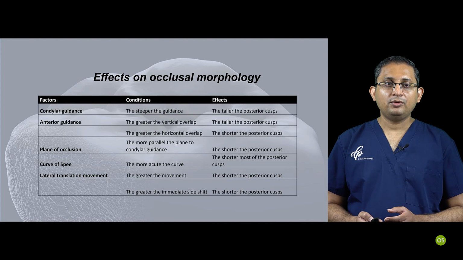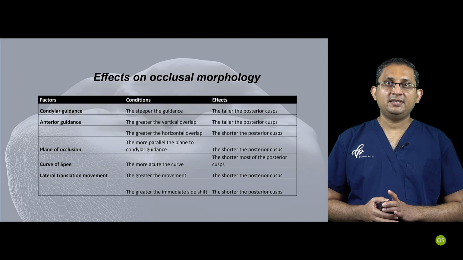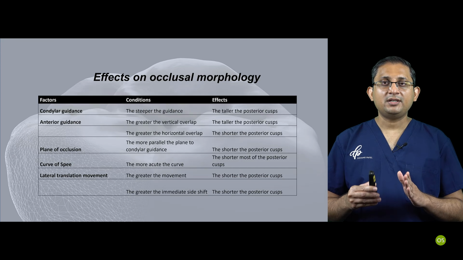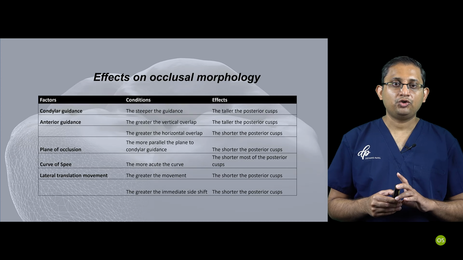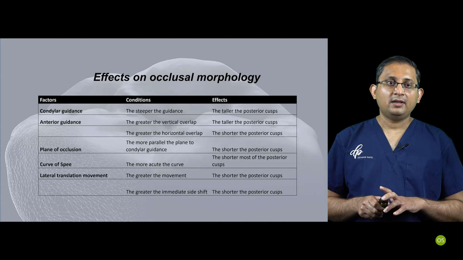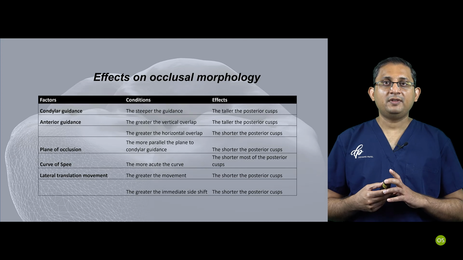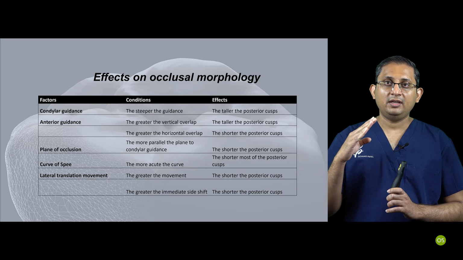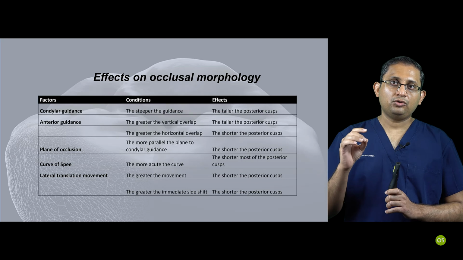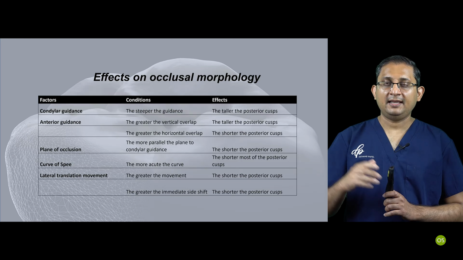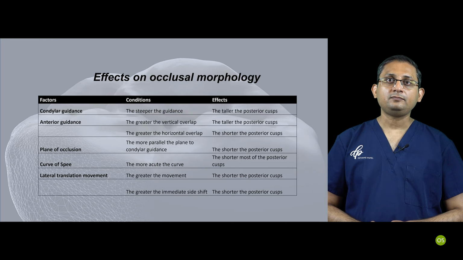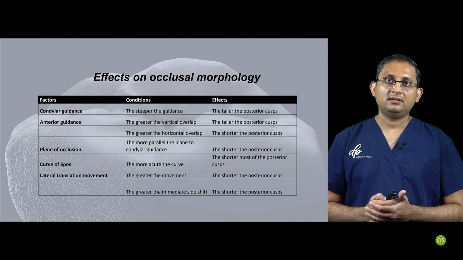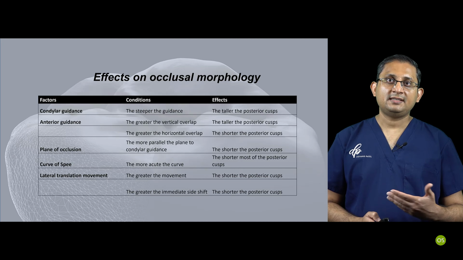Now, with regards to looking at the immediate side shift, as we discussed, if the patient has a complete immediate side shift, then the cusp tips need to be shorter or smaller. And if the side shift lateral movement is greater, then it also needs to be shorter, because otherwise it will clang into the teeth.